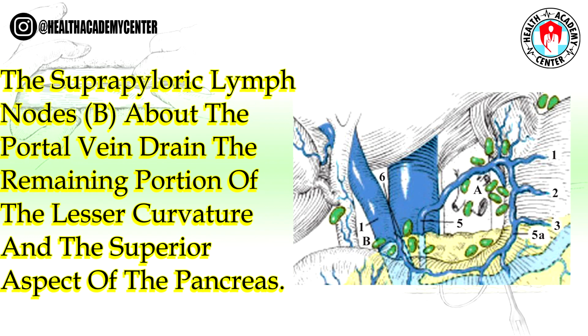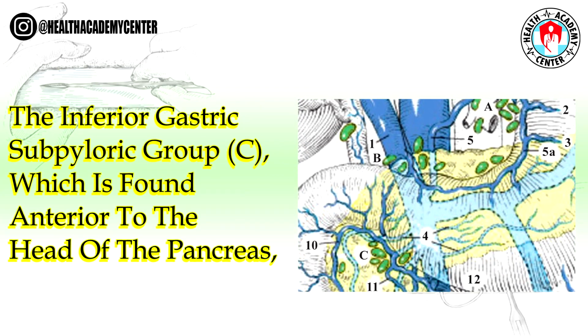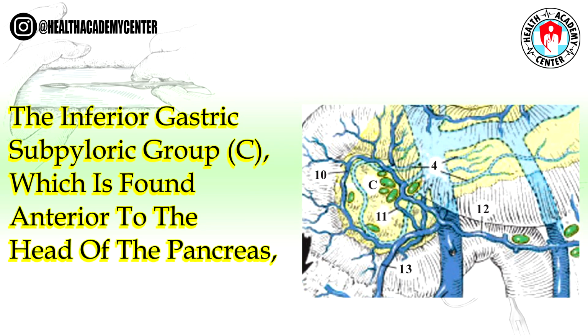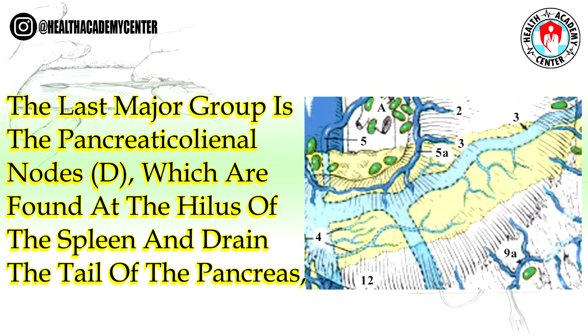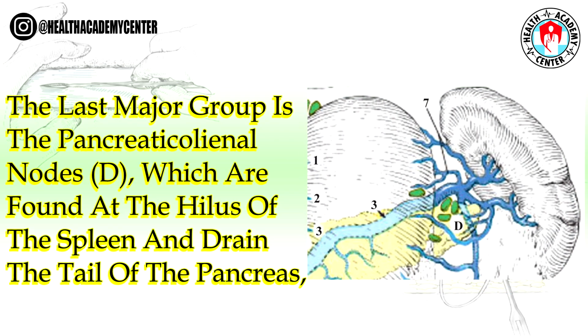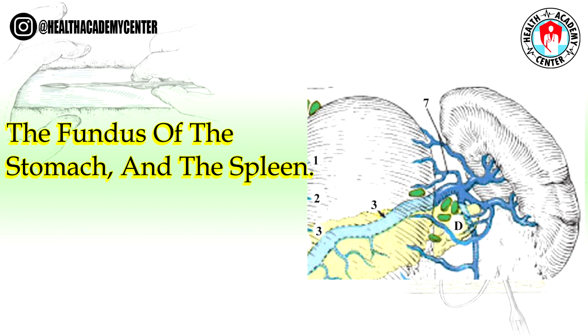The suprapyloric lymph nodes, about the portal vein, drain the remaining portion of the lesser curvature and the superior aspect of the pancreas. The inferior gastric subpyloric group, which is found anterior to the head of the pancreas, receives the lymph drainage from the greater curvature of the stomach, the head of the pancreas, and the duodenum. The last major group is the pancreaticoduodenal nodes, which are found at the hilus of the spleen and drain the tail of the pancreas, the fundus of the stomach, and the spleen.